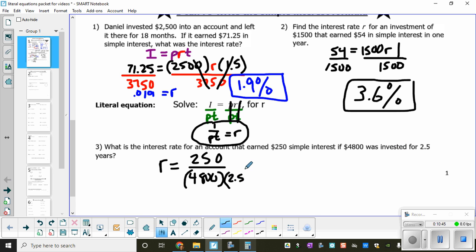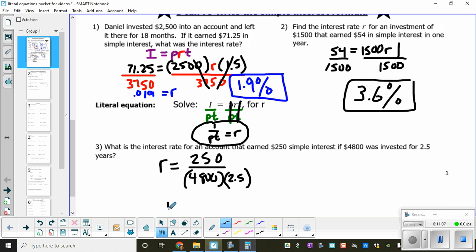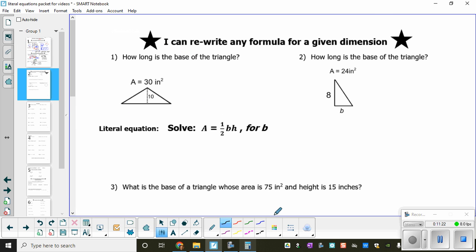So again, my point is if you have the skill of rewriting and shuffling the letters around, now you can just use a calculator to say, okay, let me get my denominator, 4,800 times 2.5. All right, 12,000. So it's the 250 divided by the 12,000. And here, when we move this decimal over, that would be a 2% interest rate. So the rate here was 0.02, which is a 2% interest rate. So that's the ultimate goal here, to be able to take a formula and rewrite it for another letter that you might need. All right, we're going to do a couple more here now for just some measurement formulas.